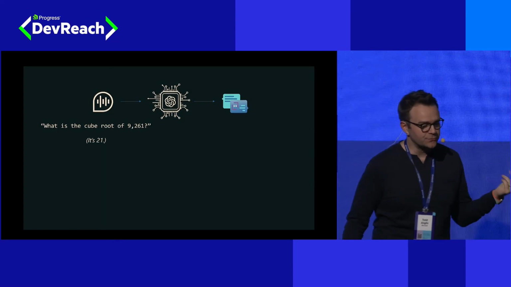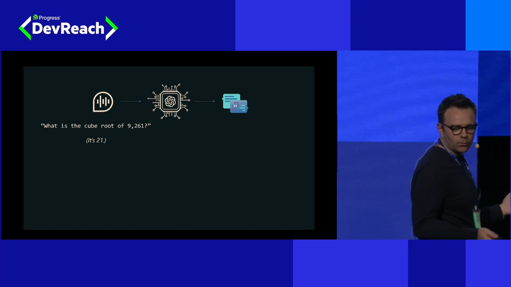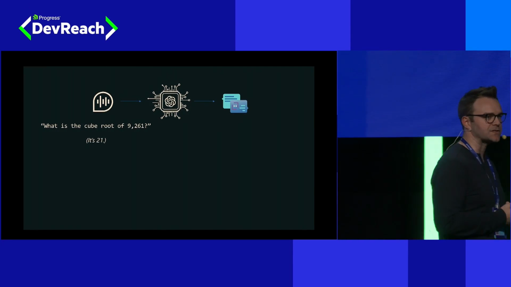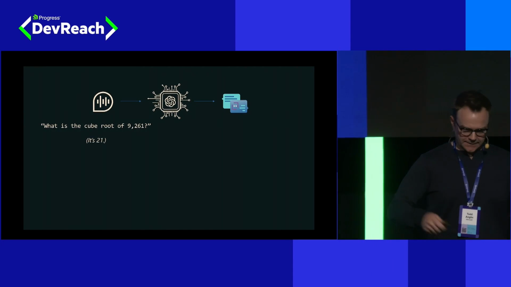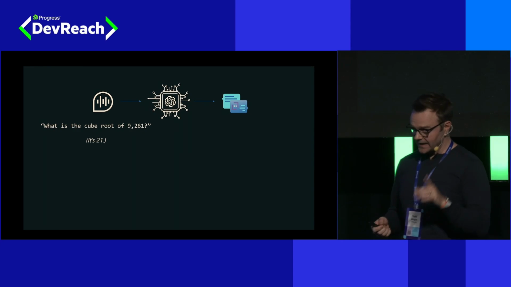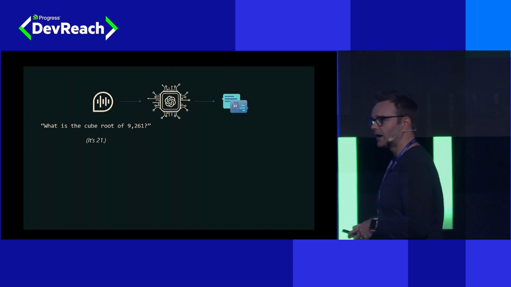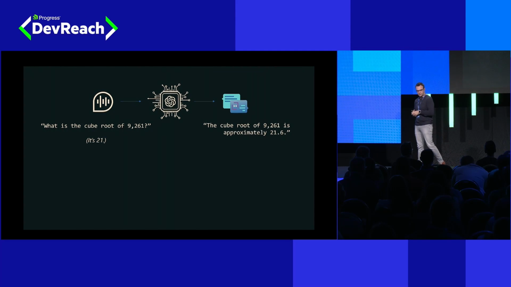Let's ask it to solve a problem for us. Hey, model, what is the cube root of 9,261? For anyone in the room who's not a human calculator, the actual answer is 21. The completion says the cube root of this number is approximately 21.6. It's not approximately anything. There's an actual answer to this.